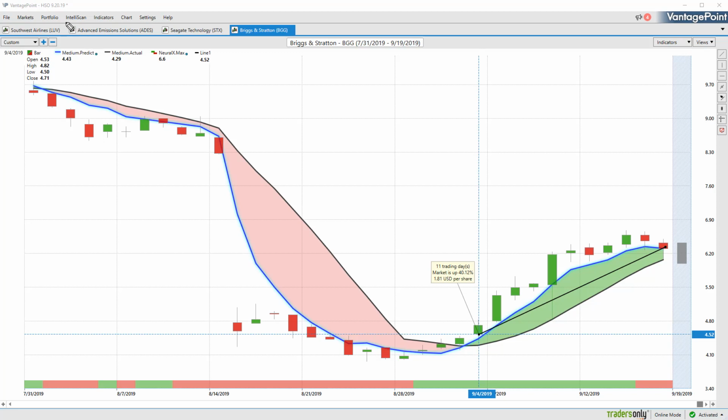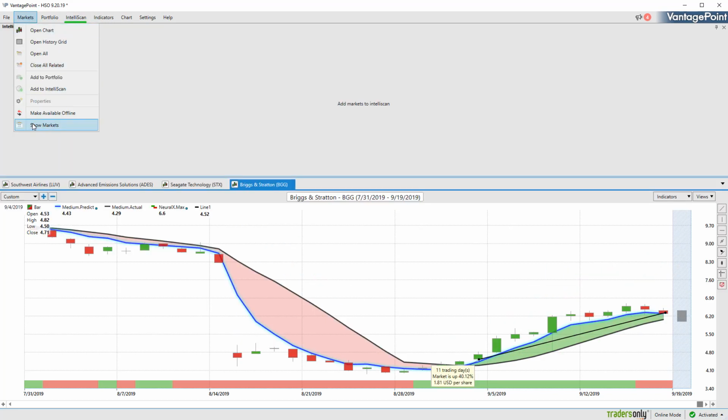And there's a really great feature incorporated in the software here called the Intelliscan. We can show you exactly how that works. So if I go ahead and open up this Intelliscan, we can just start a new one. We'll take a look at our market tree here.